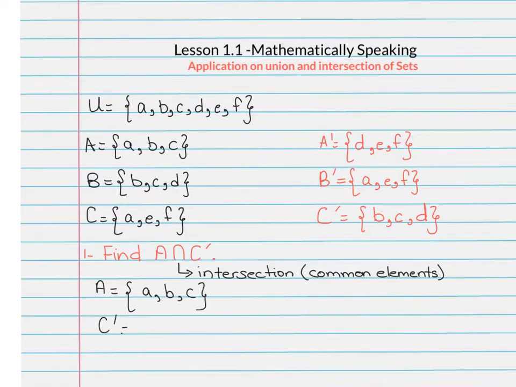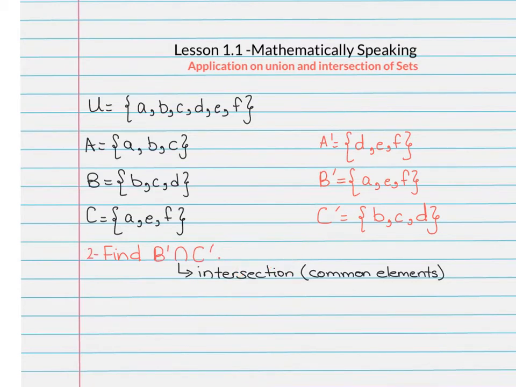A, B, C, and C prime, B, C, D. I'm going to circle the common elements. As you notice, the common elements are B and C. So A intersection C prime is going to give us a set that has two elements, and they are B and C.